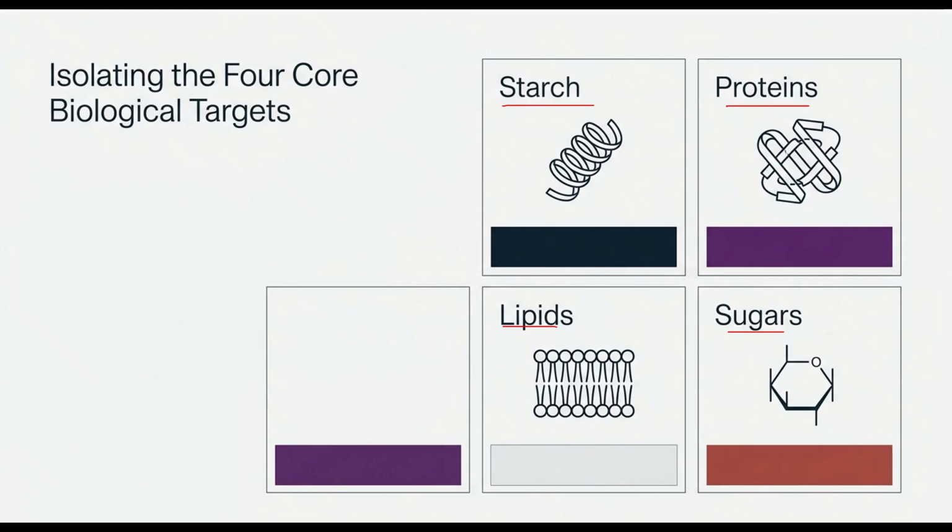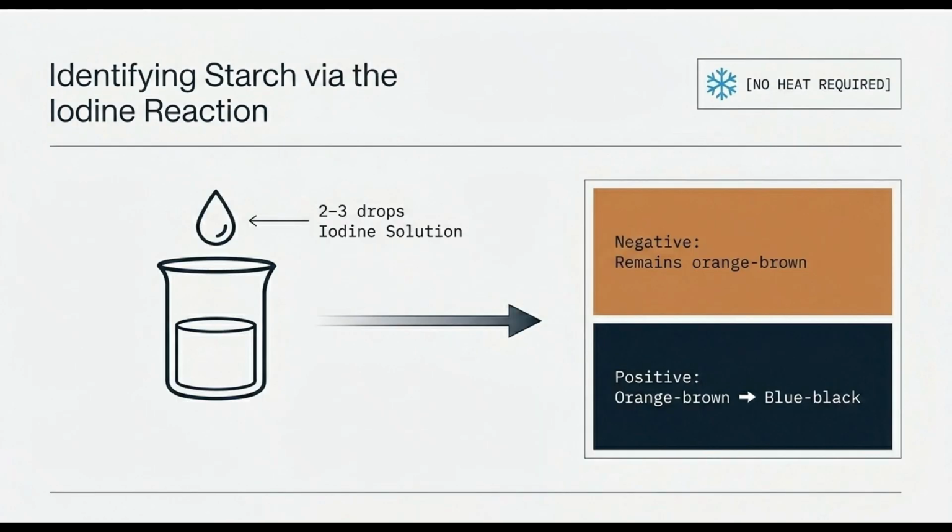Okay, so let's see the testing for starch. How will you identify whether starch is present in some food or not? To test for starch, we use iodine solution. So which solution do we need? Iodine. Only a few drops are needed, like 2 to 3 drops. And no heating is required.